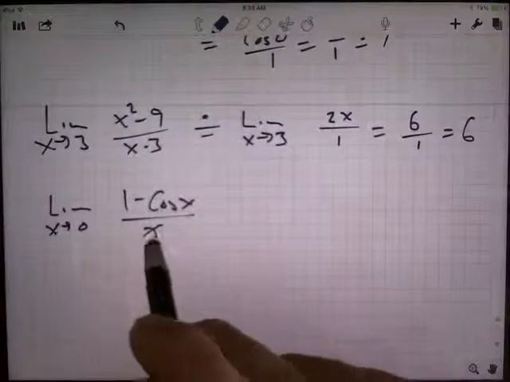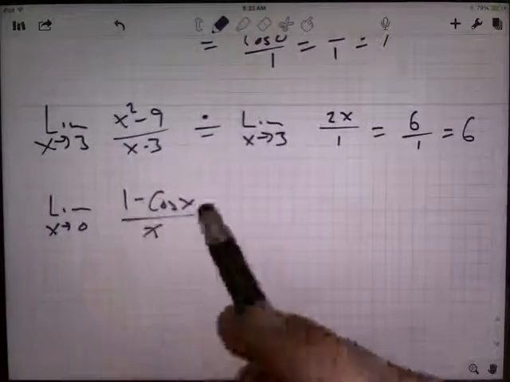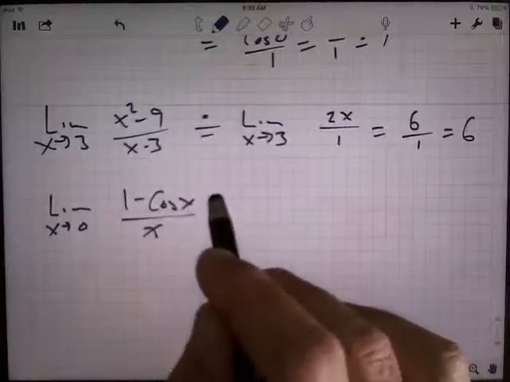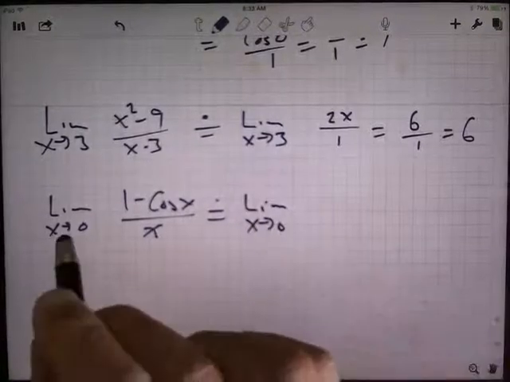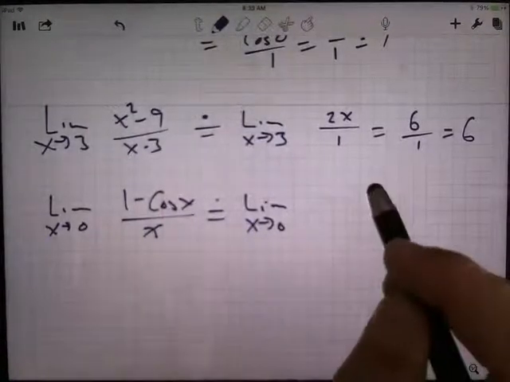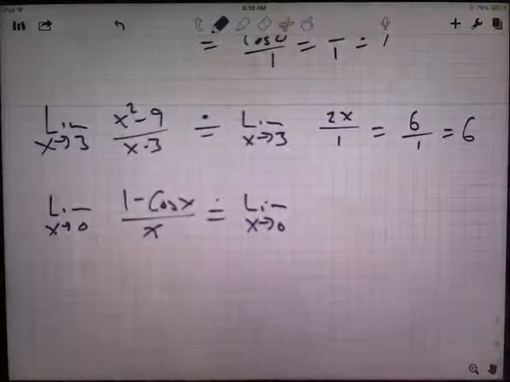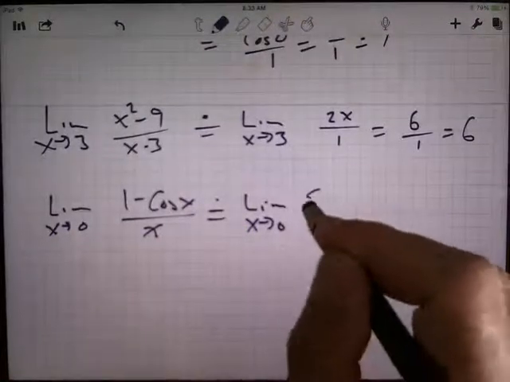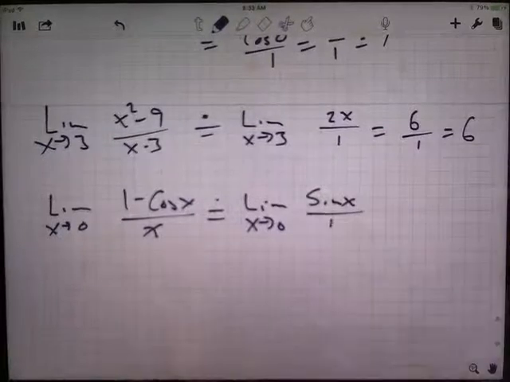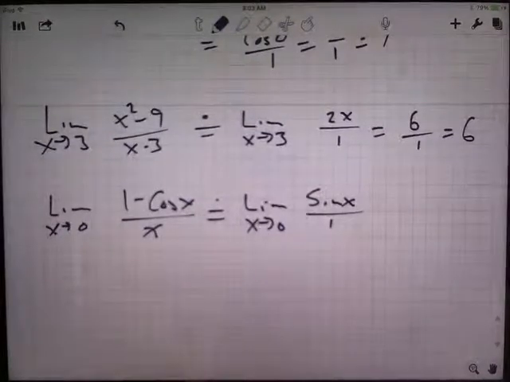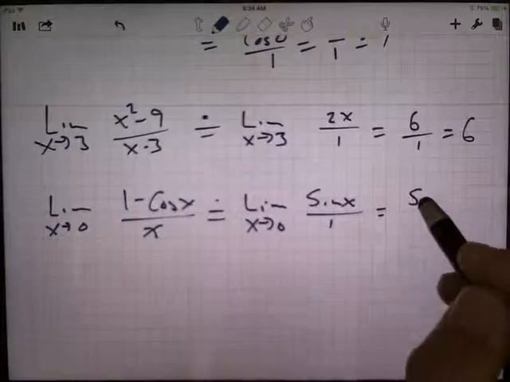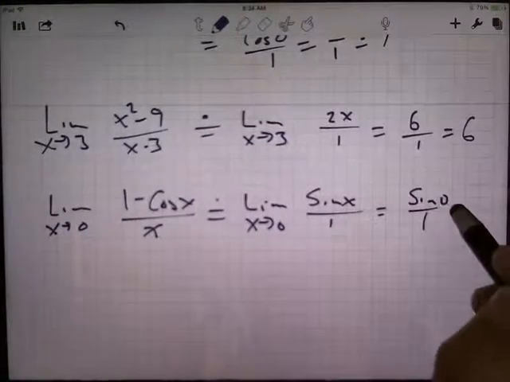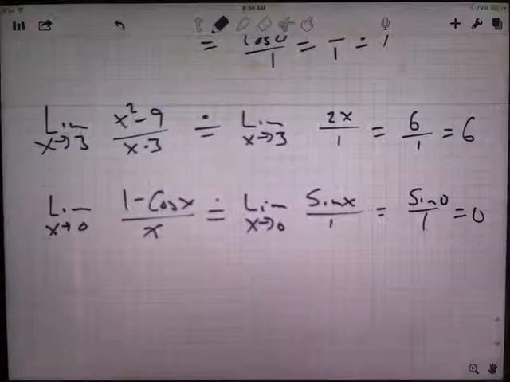If you plug a 0 in, this is definitely a 0 on the bottom, and it's a 1 minus 1 on the top, so it's a 0 on the top. So by L'Hopital's rule, this is the limit as x goes to 0, so same thing here and there. Take the derivative of the top. Well, the derivative of 1 is 0. The derivative of negative cosine x is positive sine x. Take the derivative of the bottom, that's 1. And this is not the example I wanted to do, but okay, we're doing it. So this is the sine of 0 over 1, which is 0 over 1, and this one is in fact 0, so that is what we had before.